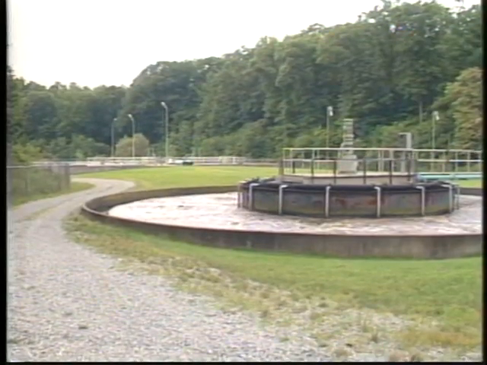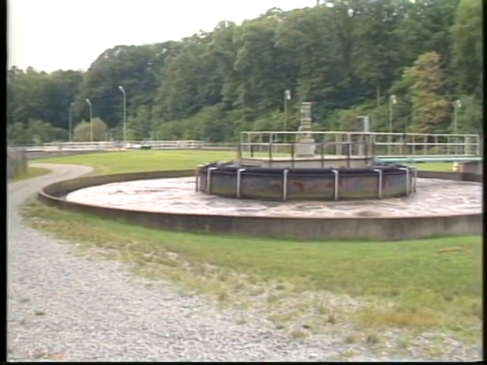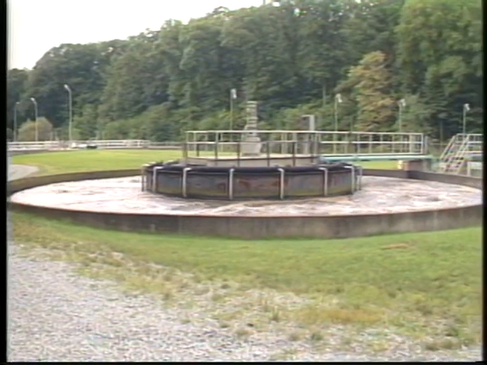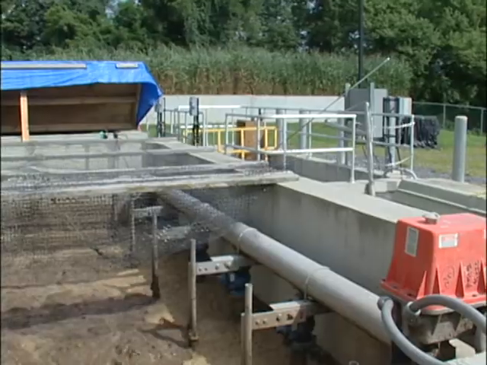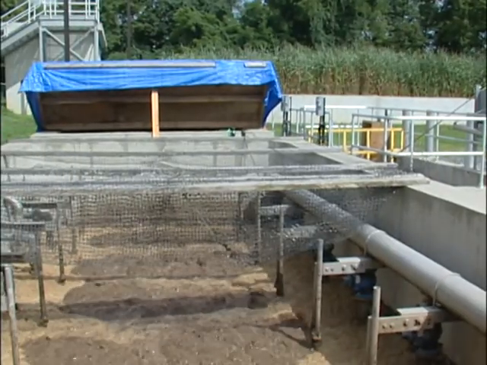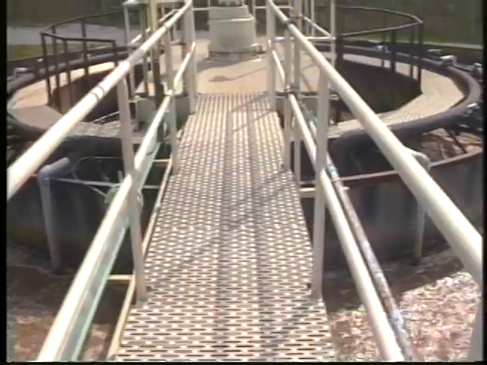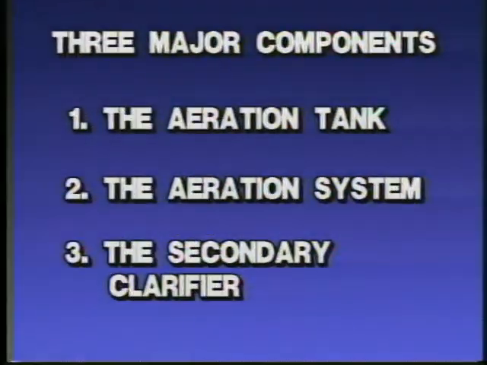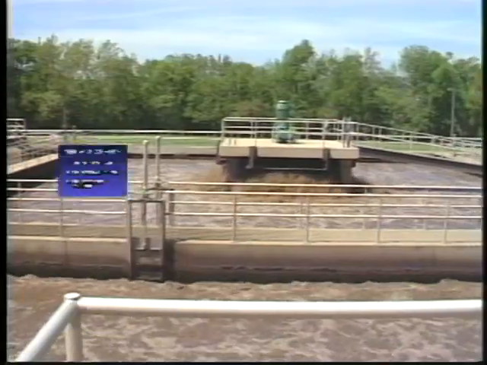The activated sludge process is a biological treatment unit that utilizes carefully controlled aerobic microorganisms suspended in wastewater to consume organic pollutants. There are three major components to an activated sludge treatment facility. They are the aeration tank, the aeration system, and the secondary clarifier. First, let's take a look at the aeration tank.